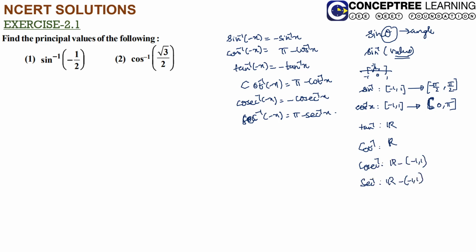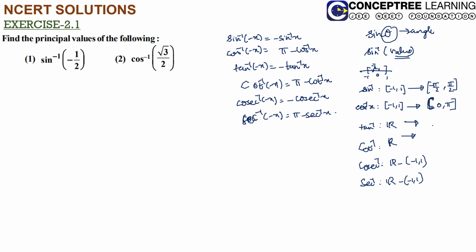For sine inverse and cos inverse, the domains are the same. For tan inverse and cot inverse, the domains are the same, and for cosecant inverse and secant inverse, the domains are the same. Coming to the range and codomain, they are the same for all of sine inverse, cos inverse, tan inverse, cot inverse, cosecant inverse, and secant inverse.